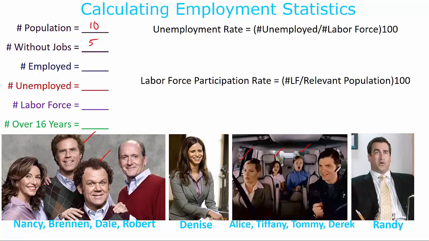Let's look at the number that are employed. To be employed, you work for at least 1 hour a week. Nancy is a pharmaceutical salesperson, so she counts. Robert is a doctor. Denise is a therapist. Derek sells helicopters. So we got 1, 2, 3, 4, and Randy, he helps Derek sell helicopters. So we got 5 people employed. That kind of makes sense. You got 5 without jobs, you got 5 employed or with jobs.